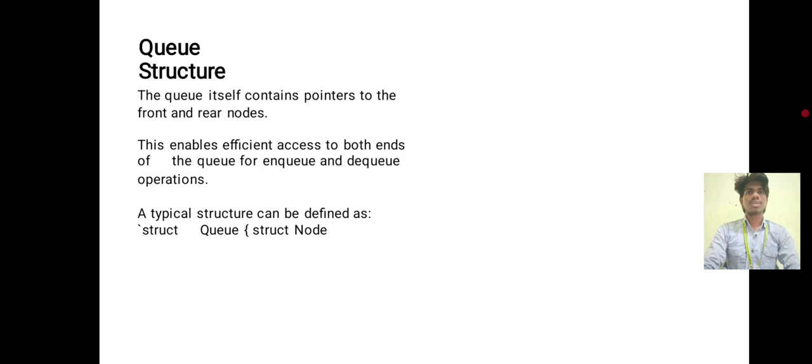Queue structure. The queue itself contains pointers to the front and rear nodes. This enables efficient access to both ends of the queue for dequeue and enqueue operations. A typical structure can be defined as struct queue, struct node. Enqueue means add a queue element. Dequeue means delete a queue element.